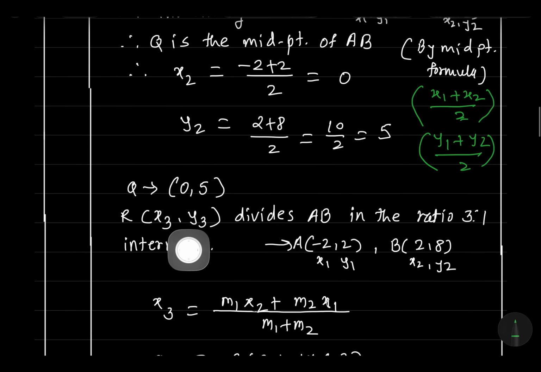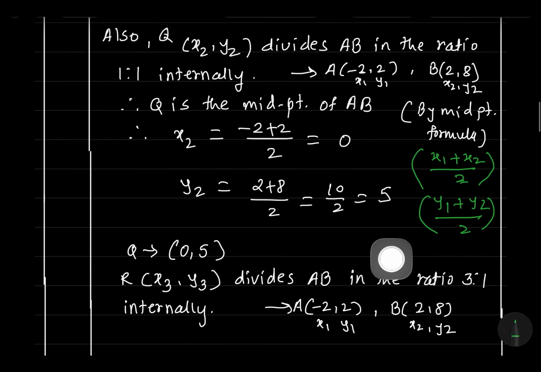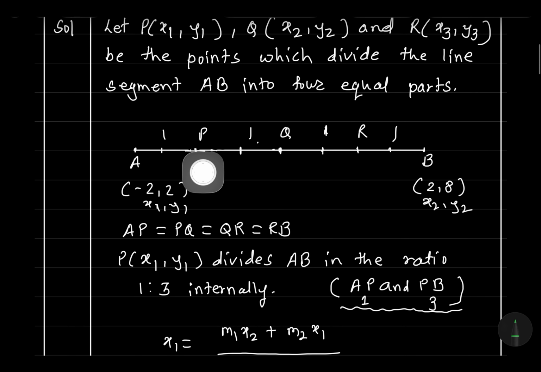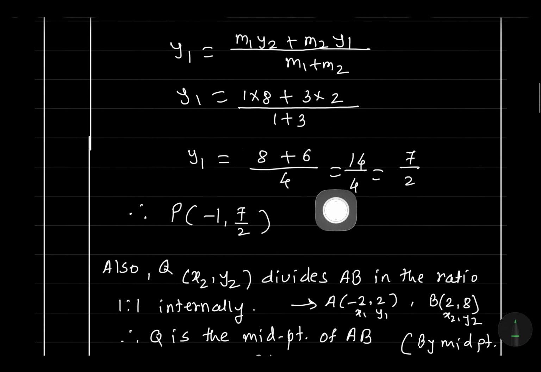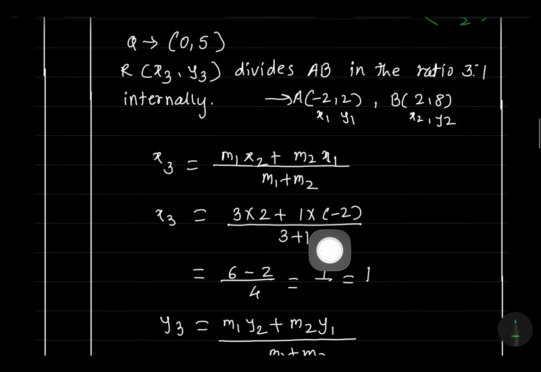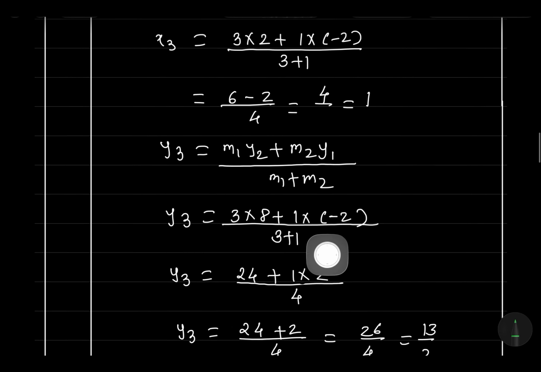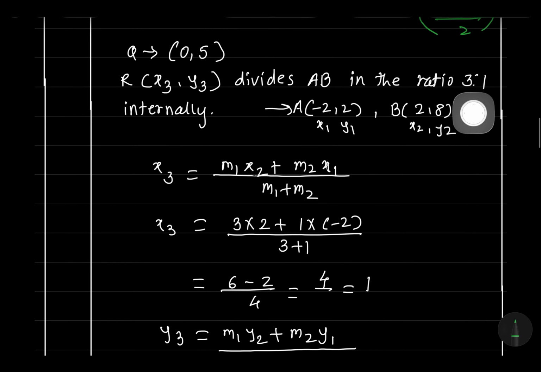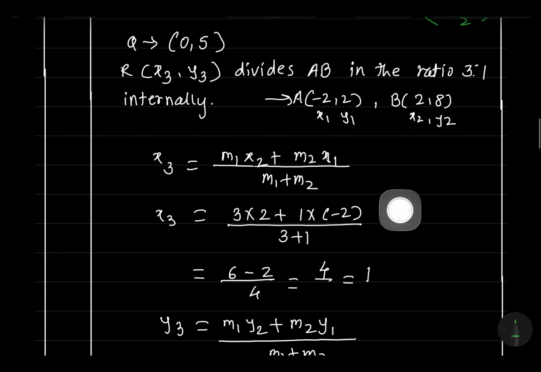Now the third point, (x3, y3), divides AB in the ratio 3 is to 1. Now see how we have taken this: when P is there, it is 1 is to 3. Now see, R point we are taking. So here 1, 2, 3 points are there. That means it is 3, and this one part, means 3 is to 1. It divides the line in the ratio 3 is to 1. Try to understand how the ratio is coming 3 is to 1, because we have to use that.